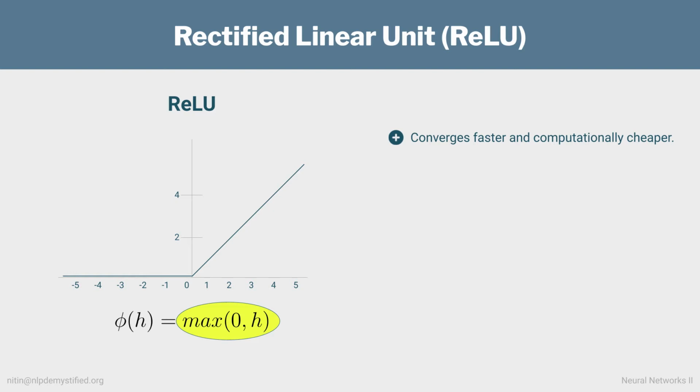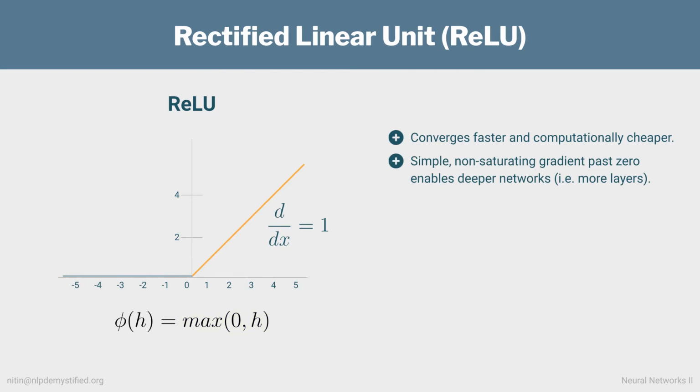Take the max of either 0 or the input. That's it. It's also been shown empirically to converge faster, probably due to the gradient being simple and non-saturating past 0. The gradient is always either 0 or 1. This also enabled the training of deeper networks when the activation function was introduced.